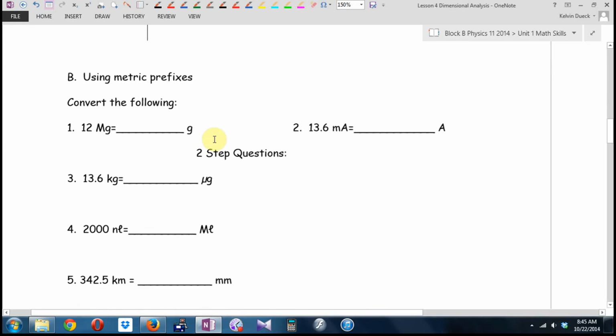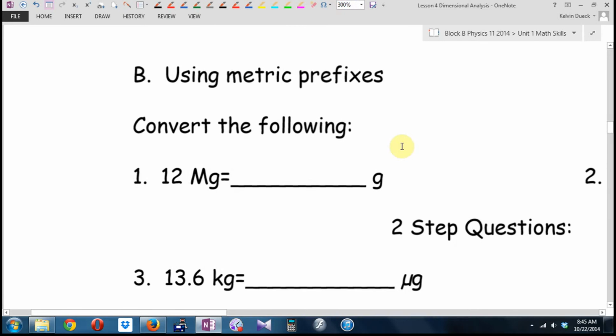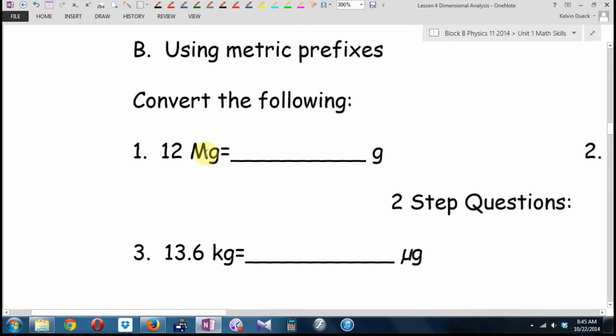And the first one says, convert 12. What does the big capital M stand for according to your yellow sheet? You don't need to memorize this. It's on the back of your yellow sheet. Find that chart of metric prefixes. Big capital M is what? Mega. So I want to go from 12 megagrams to grams.